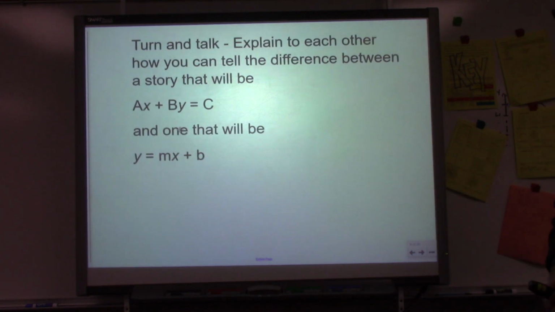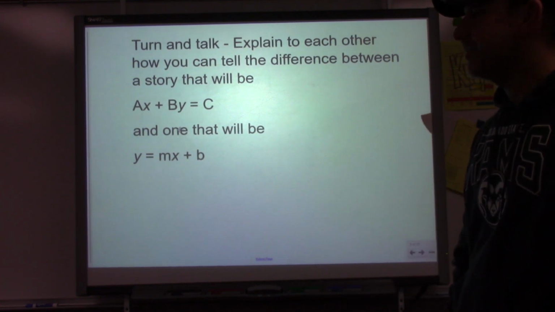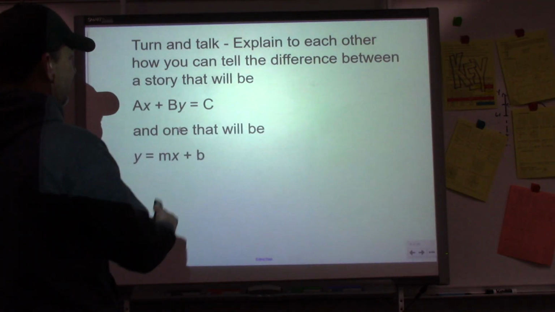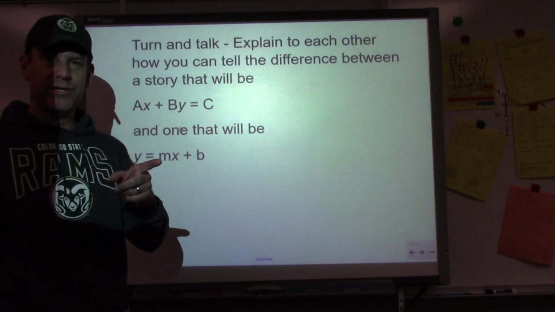Okay, so turn and talk. Well, this is what I would have done if I was live in the classroom, but I'm not. Talk to yourself, or if you want to talk to a friend, it's fine. Explain to each other how you can tell the difference between these two stories. Or maybe I'll just make this a question in the end puzzle.